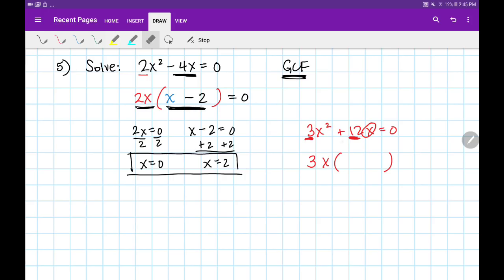Now I have to just decide what goes inside the parentheses. So again, 3x, we're going to have 2 terms because we have 2 here. So 3x times what gives me 3x squared? All I'm missing is an x.